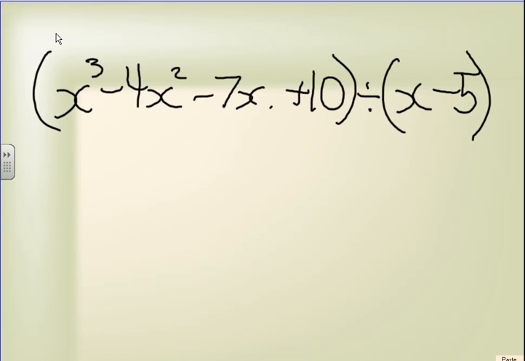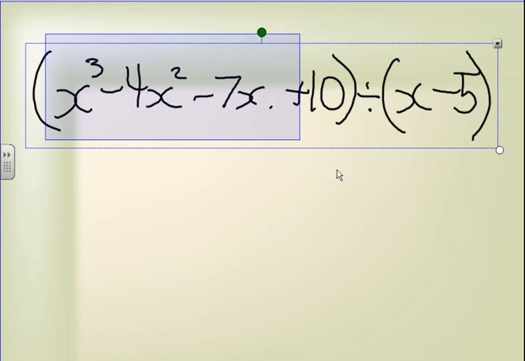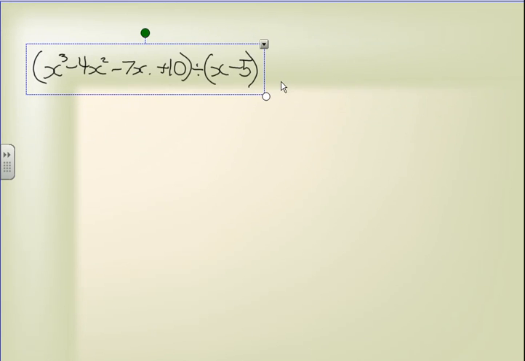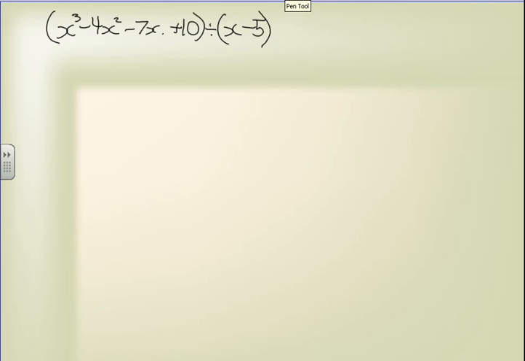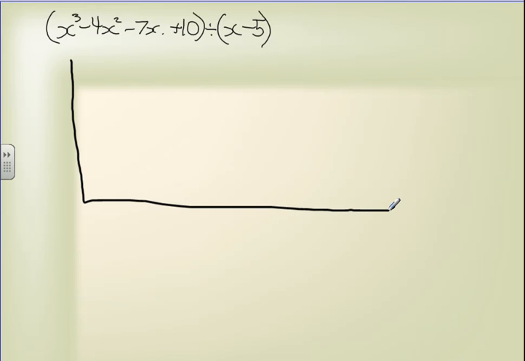Let's just copy this down again. Make it a little smaller, tuck it up in the corner so it's out of the way. Okay, our first step. We're going to draw kind of an L right here.